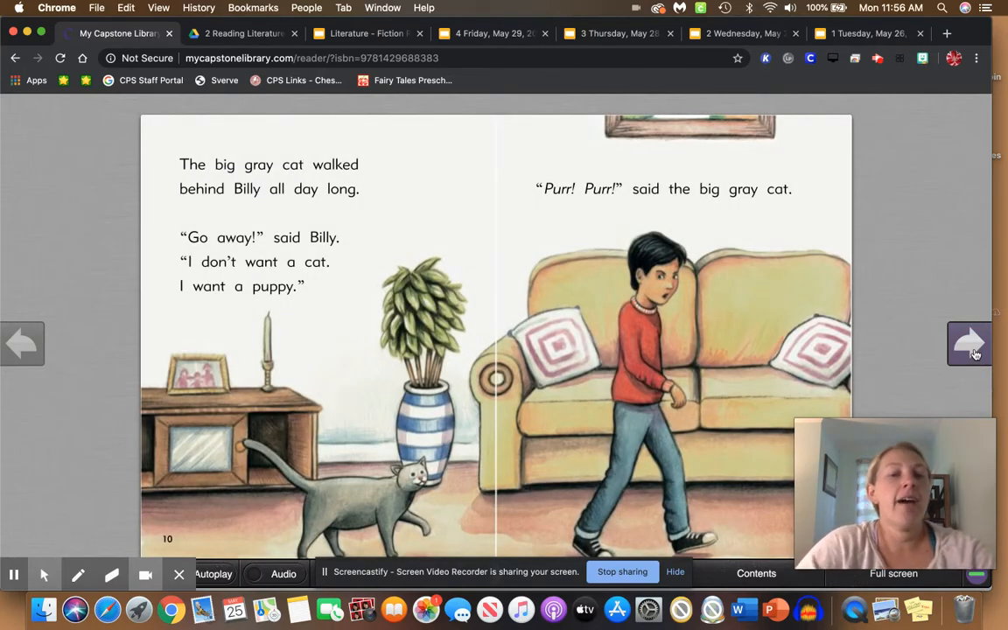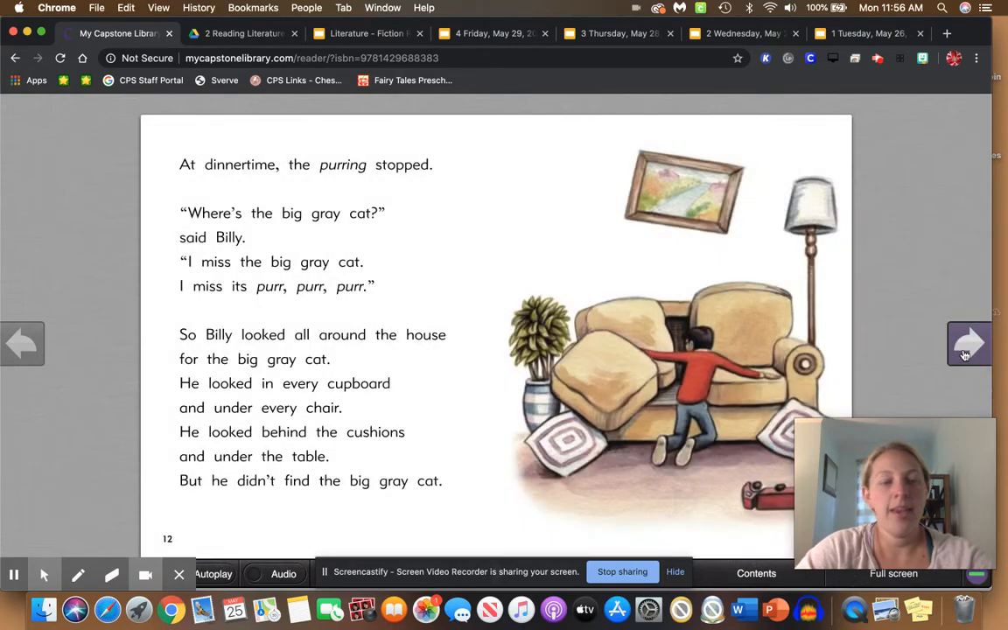The big gray cat walked behind Billy all day long. "Go away," said Billy. "I don't want a cat. I want a puppy." "Purr, purr," said the big gray cat. At dinner time, the purring stopped. "Where's the big gray cat?" said Billy. "I miss the big gray cat. I miss its purr, purr, purr."